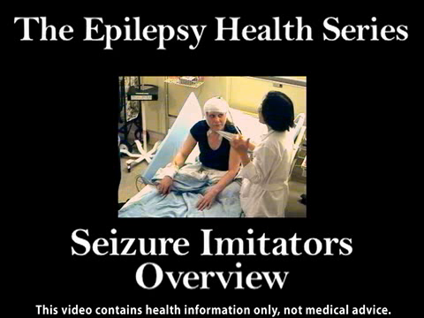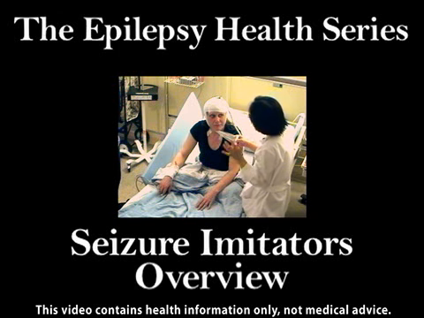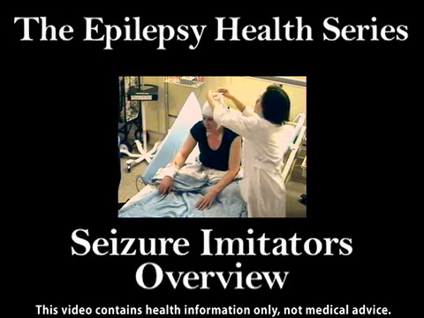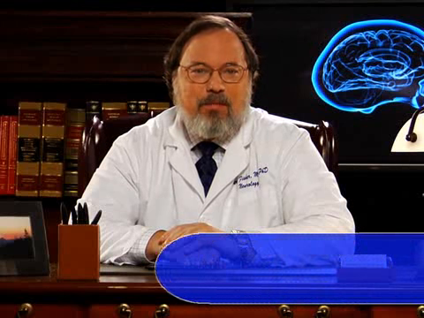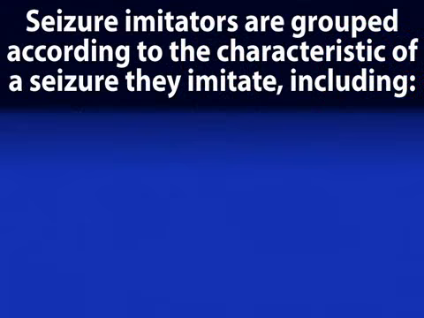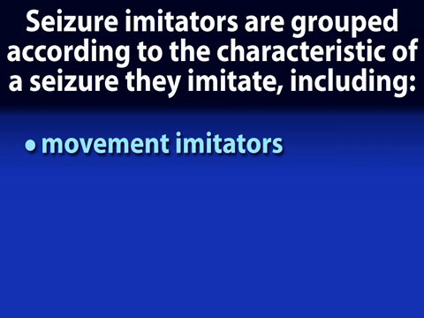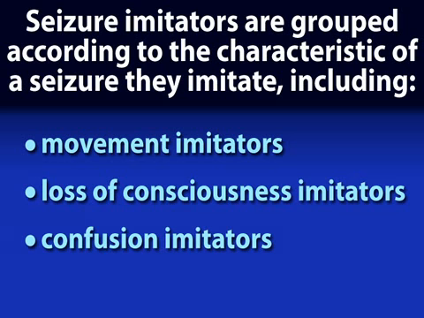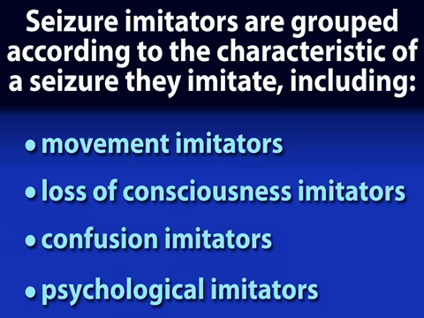Seizures can be scary, but they are often manageable once diagnosed. But what if what you're experiencing isn't really a seizure? Some medical conditions can cause symptoms that mimic certain aspects of seizures, which can make diagnosis difficult. These imitators can be grouped according to the characteristic of a seizure that they impersonate. They include movement imitators, loss of consciousness imitators, confusion imitators, and psychological imitators.